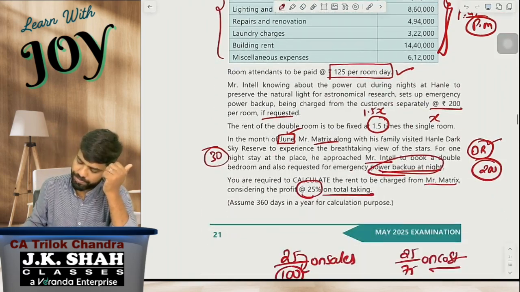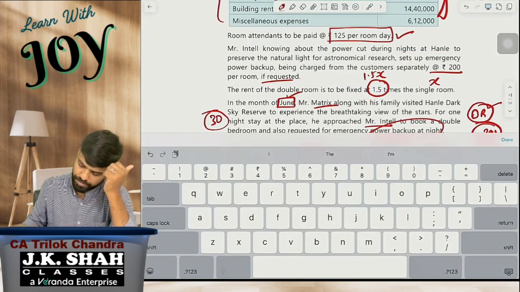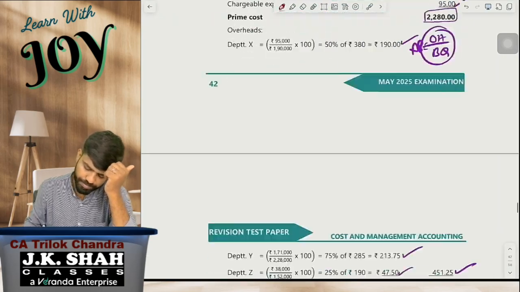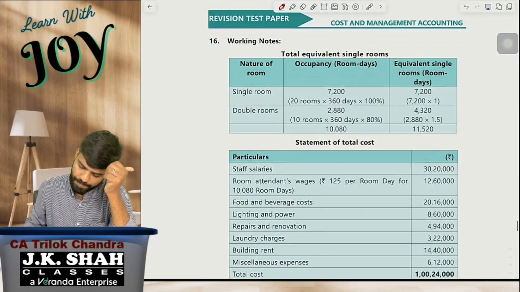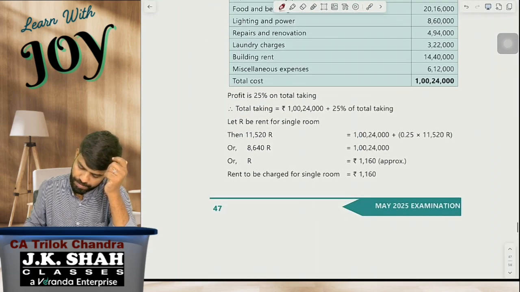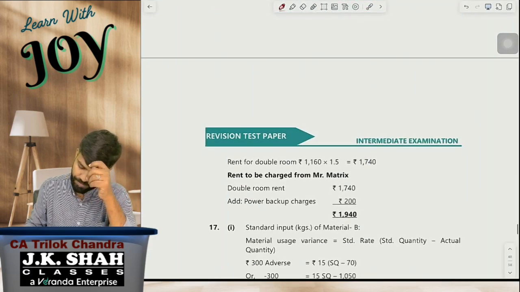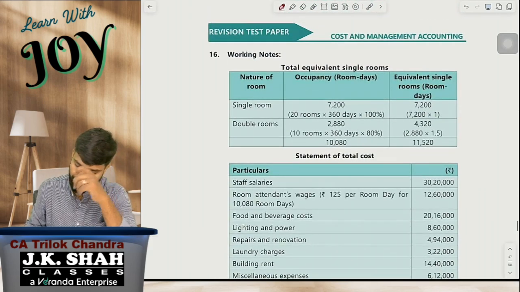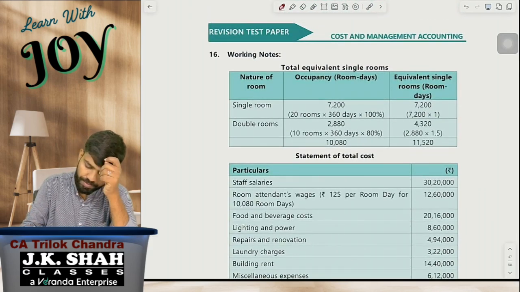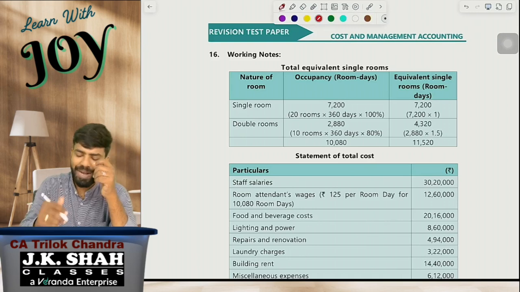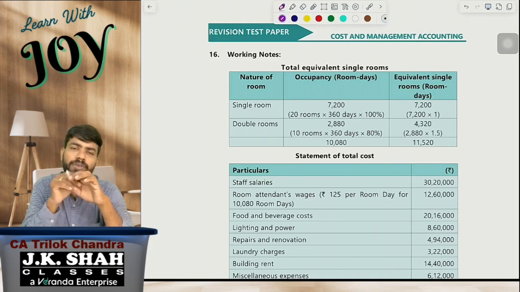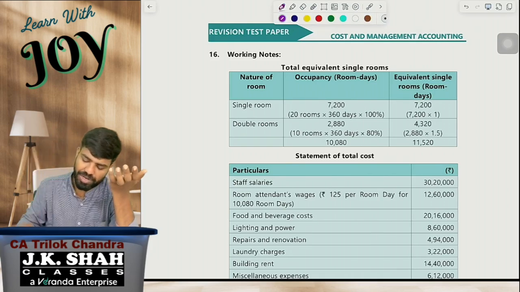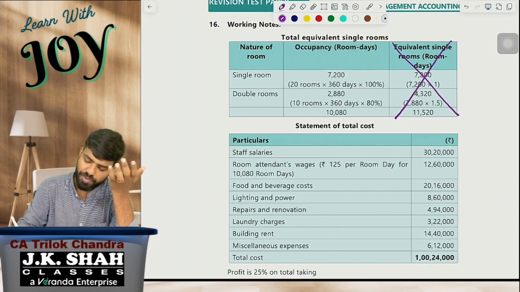Look at the solution. Okay, everything they take per annum. Room days also they convert into per annum. That's fine. Either you can take per month basis or per annum basis, your answer is not going to change. Even if you take per month basis, your answer is not going to change. Are you understanding? Here they are doing it on annual basis. As of now, don't look at this.